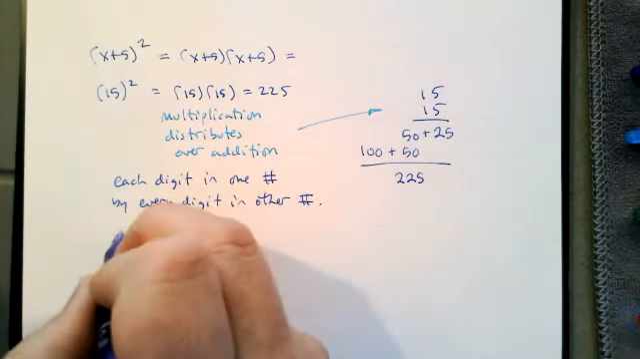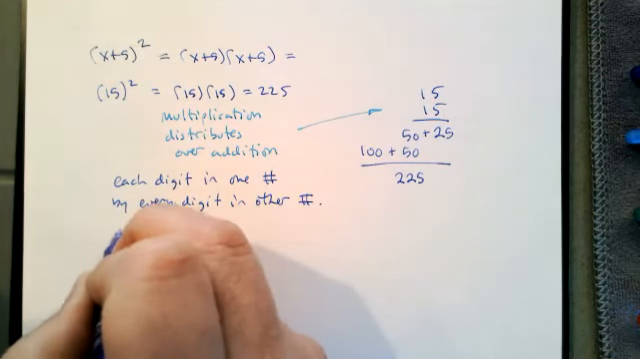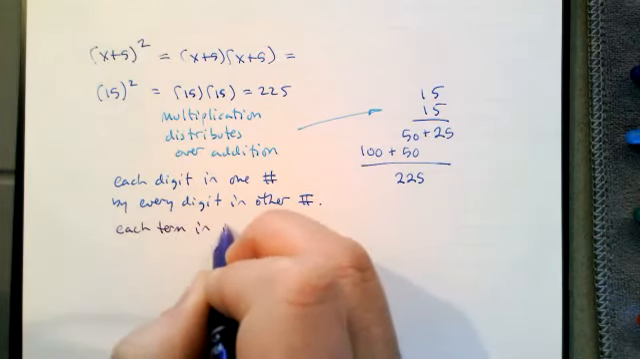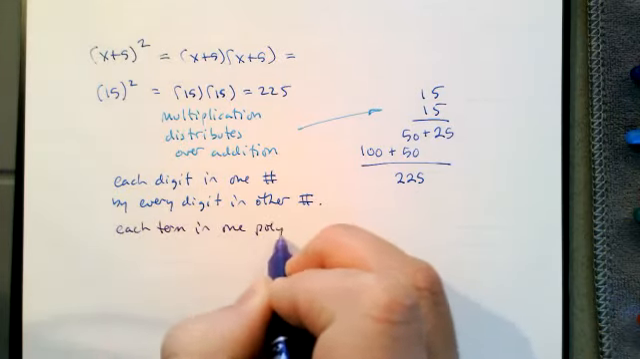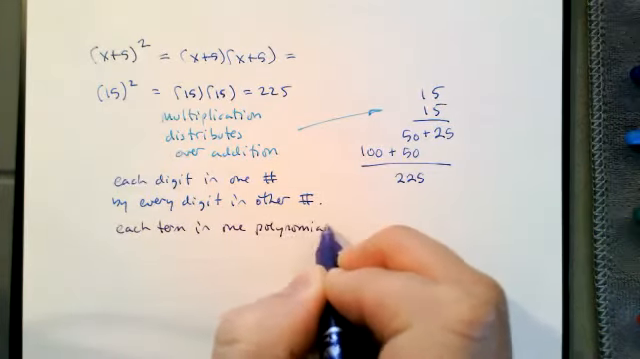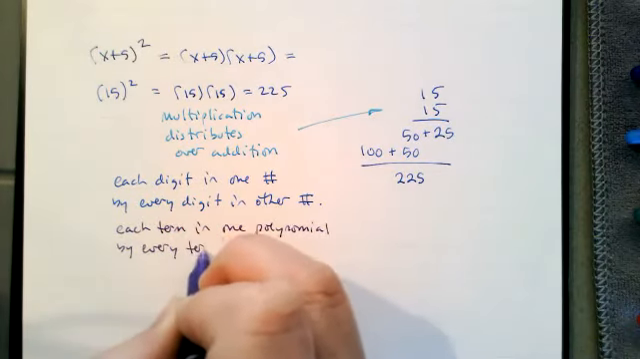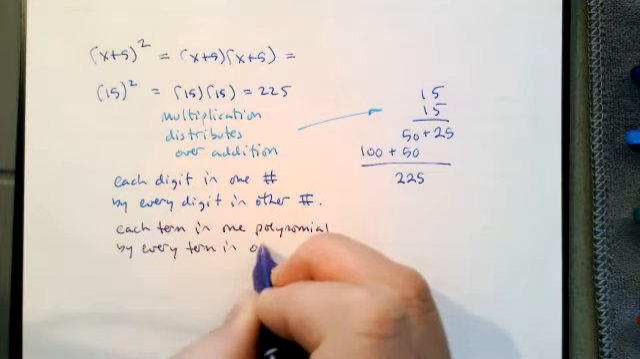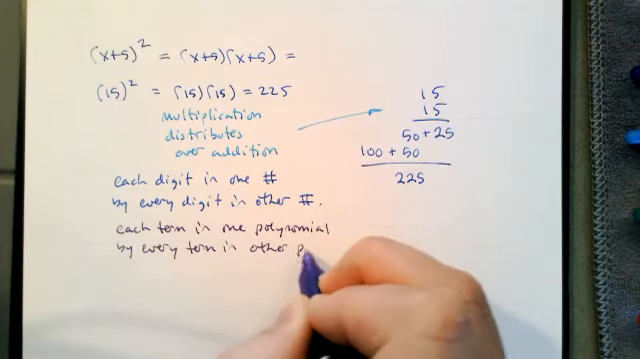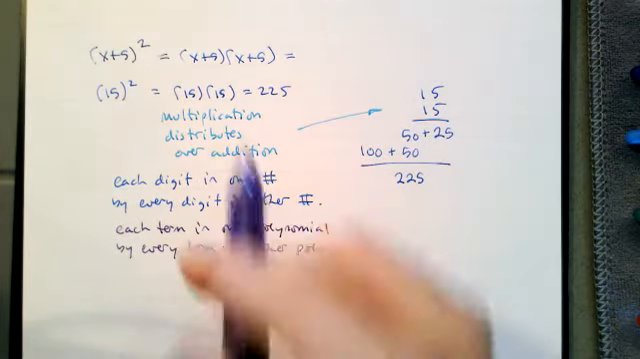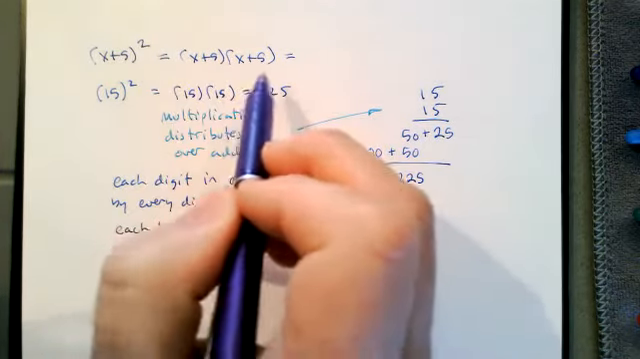So the other variation on multiplication distributing over addition is each term in one polynomial by every term in the other polynomial. Polynomial just being a combination of powers of x and numbers.